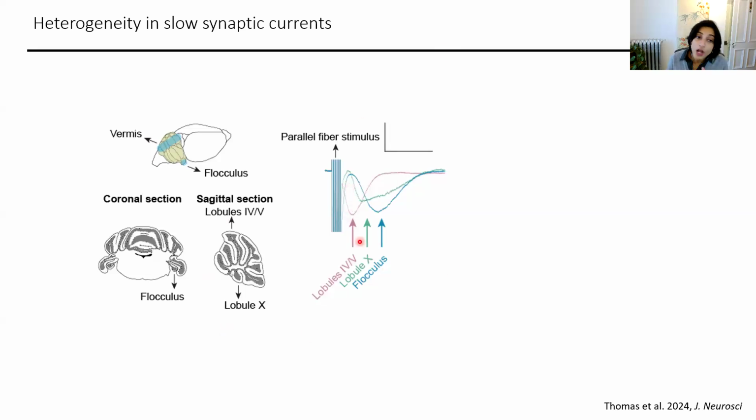And when she did so, she found that this slow cation current is indeed slow across all regions, but that's a 500 millisecond scale bar, but it is also highly variable across regions. And that in lobules 4-5 of the vermis, you had a much faster current than you did in the flocculus or in lobule 10 of the vermis. The reason we chose these lobules is not entirely arbitrary, but bear with me for a little bit, the reasons will become clear.